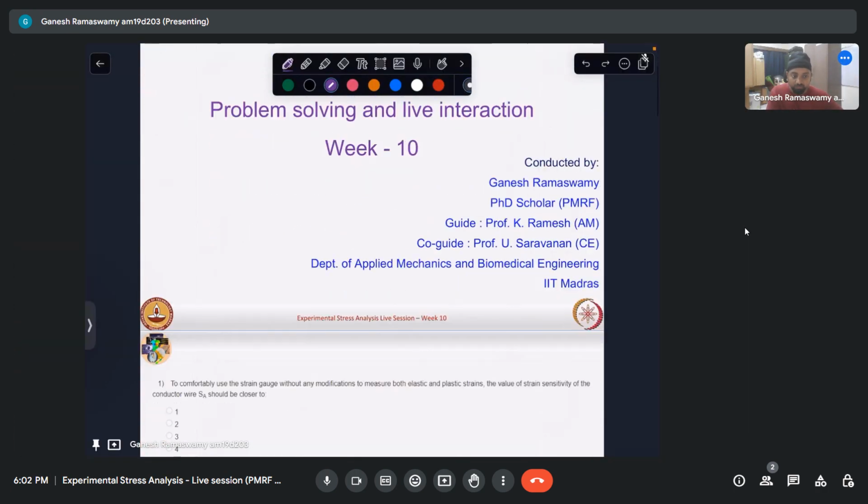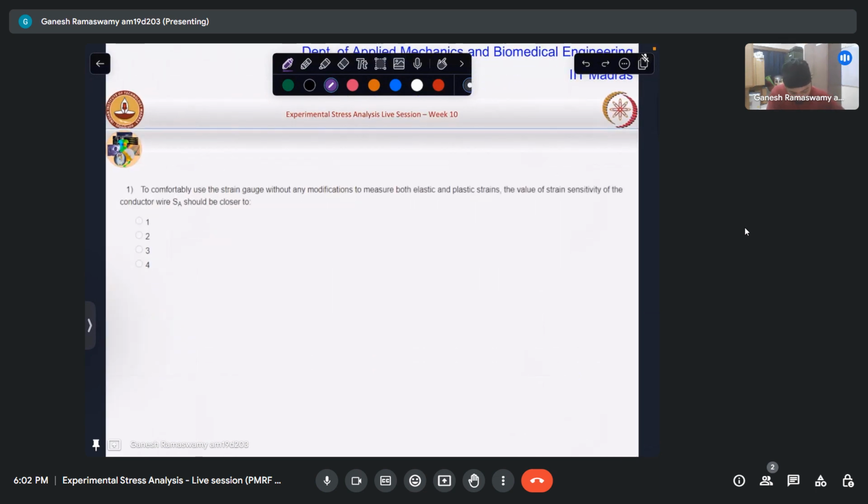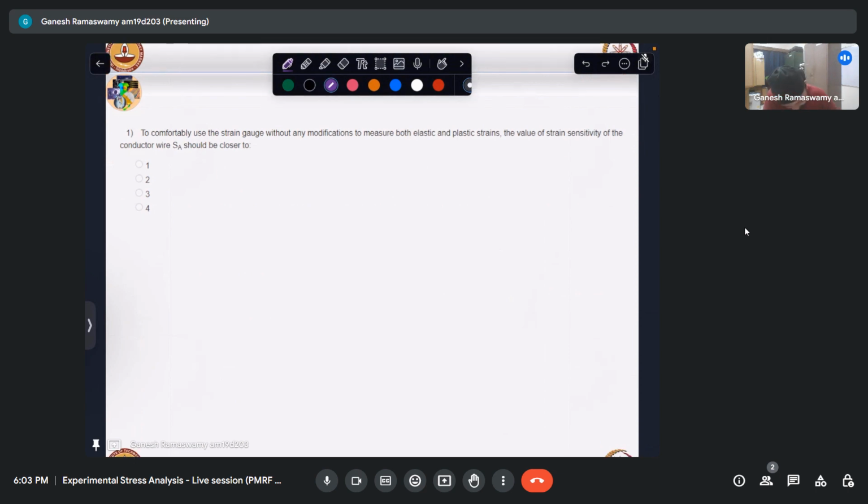So, let me move on to the first question. To comfortably use the strain gauge without any modifications to measure both elastic and plastic strains, the value of strain sensitivity of the conductor wire SA should be closer to what? The options give us 1, 2, 3, and 4. So let us take a look at this. So basically we are talking about a conductor wire here.